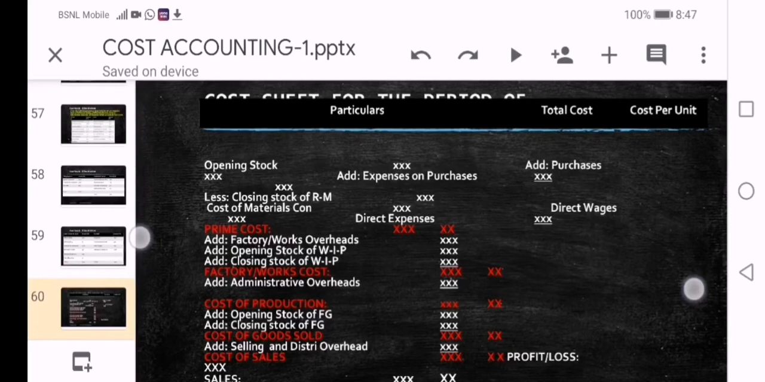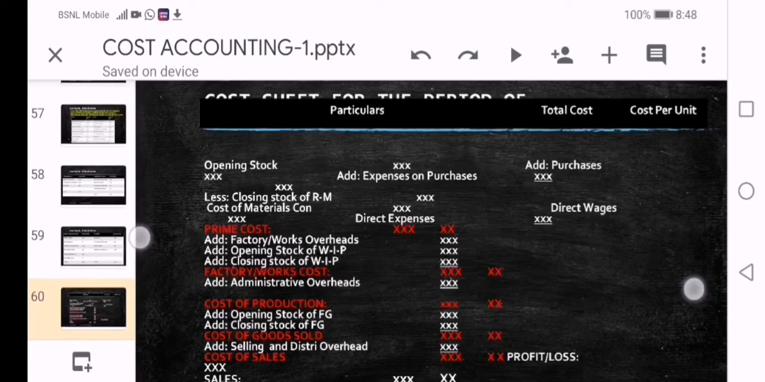Cost of materials consumed means so far only one item is completed, that is raw material. Opening stock of raw material, purchase of raw material and expenses on purchase of raw material is added, from which closing stock of raw material is deducted, so that you will get cost of materials consumed during the year. So this is the value of material for this year. For this, two more direct costs you have to add.